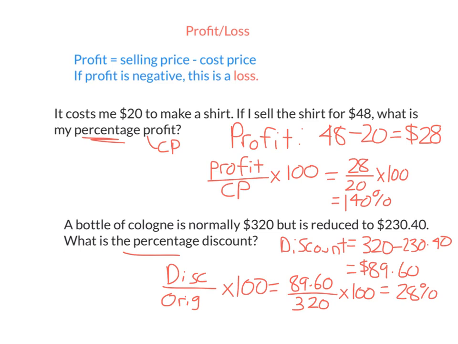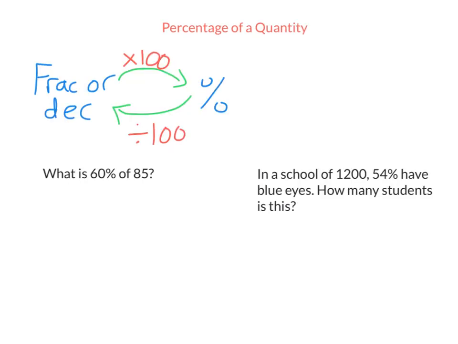All right, let's now look at finding a percentage of a quantity. So when we found one quantity as a percent of another, we didn't know what the percent was, and we had to find it. Here, we know the percent, and we're calculating a quantity. So here, we're saying, what is 60% of 85? I know the percent, and I want to find a quantity.